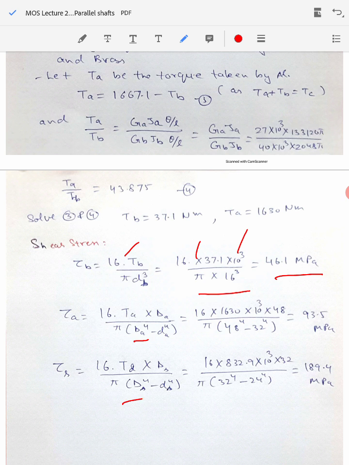Now aluminum and steel shafts are the hollow shafts, so you substitute the values here for the hollow shaft: the polar moment of inertia for the hollow shaft, and you divide it by D by 2 of the outer diameter. So that gives you 16 T into D divided by pi (D^4 minus small d^4), and you substitute the respective values here, and you can compute the amount of shear stress produced in the aluminum shaft and steel shaft as shown here.